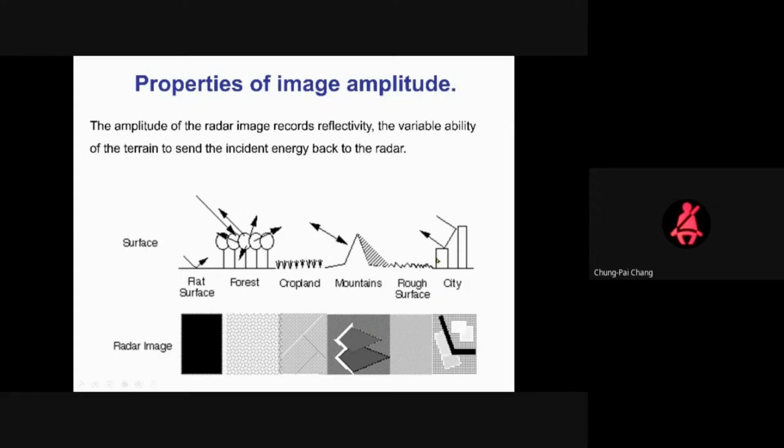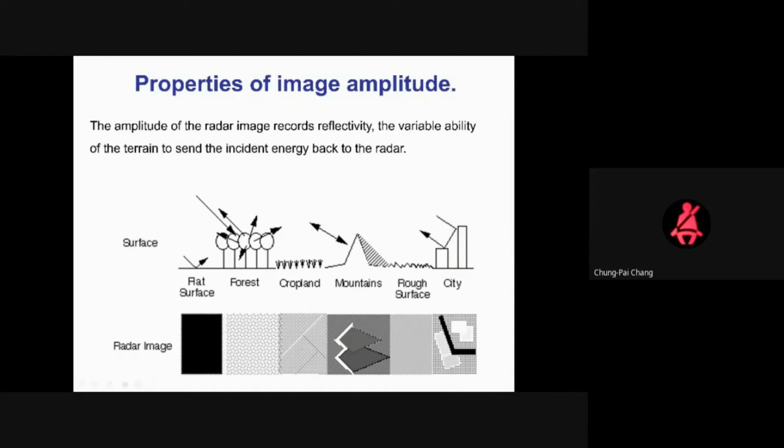Okay, and then for the city, because you have many buildings, and these buildings are normally perpendicular to the land surface, that is a perfect corner reflector. So the radar signal is much stronger than in other areas. You can see a very clear, much stronger amplitude in this area.